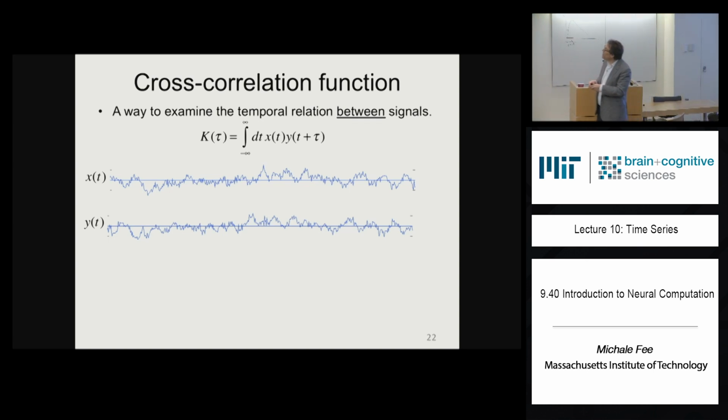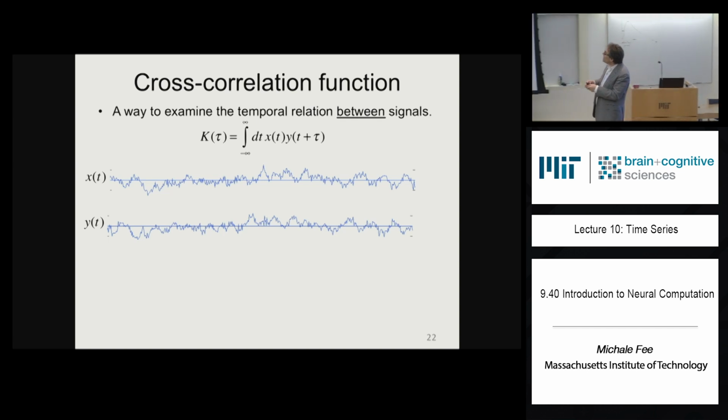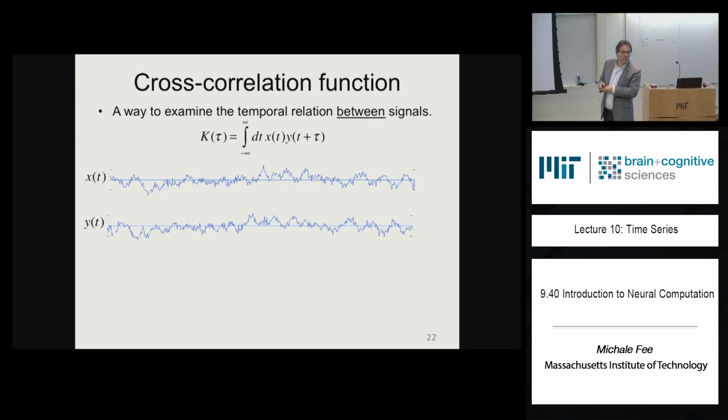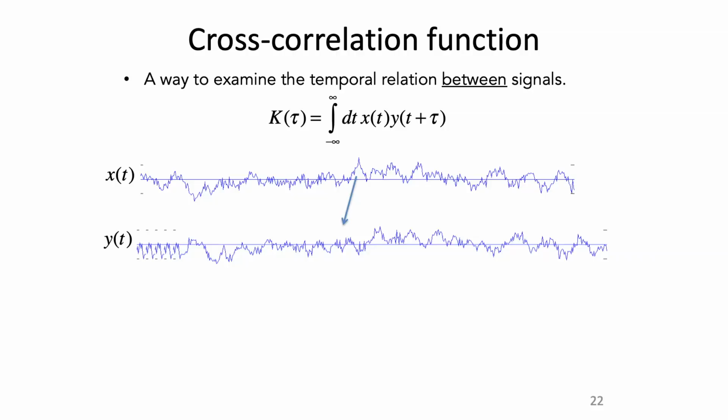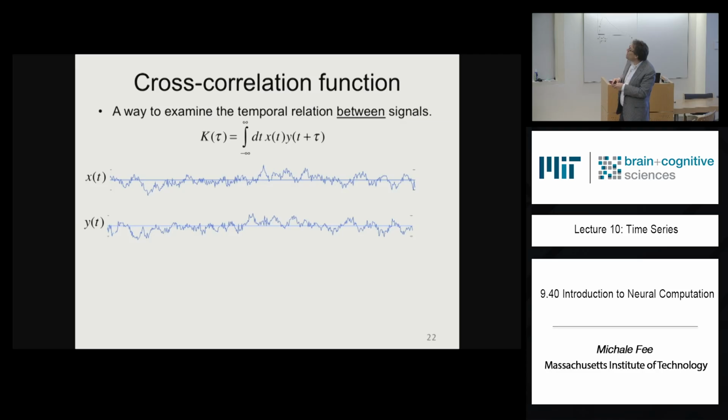So in this case, we have two signals, x and y. Okay, and what we're doing is we're taking those two signals and we're multiplying them by each other, x times y. And what we're doing is we're multiplying those signals and then integrating over the product. Okay? And then we shift one of those signals by a little amount tau, and we repeat that process. Okay? So let's see what that looks like.